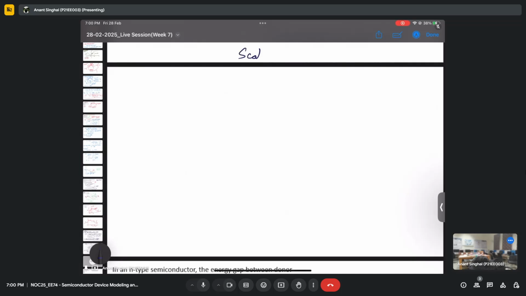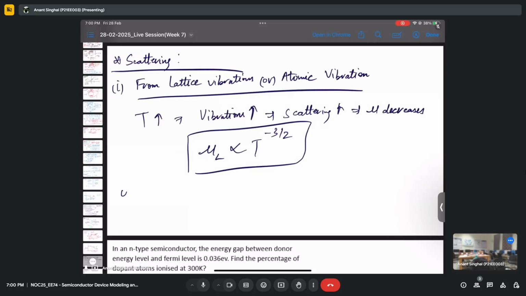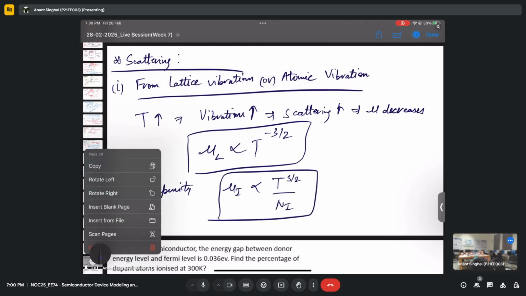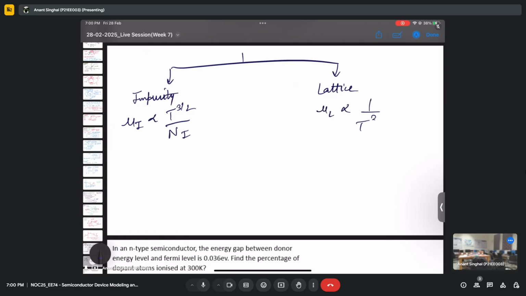So we have just now divided the scattering into two parts. Let me rewrite. For impurity, we have mu I proportional to T raised to 3 by 2 over Ni. So scattering is now divided into two parts. The first one is impurity and the second one is lattice. Here the mobility is T raised to 3 by 2 over Ni. Here the mobility is 1 over T raised to 3 by 2.